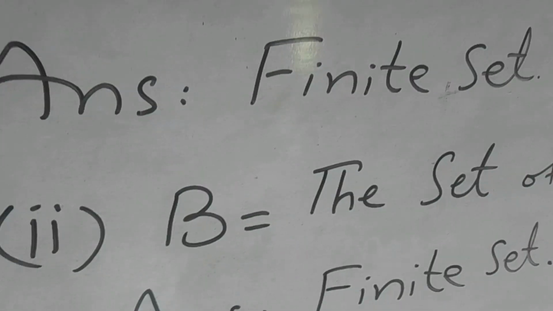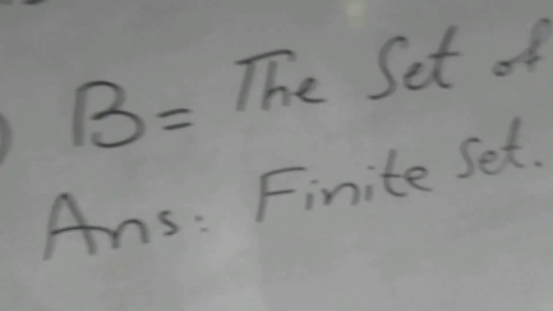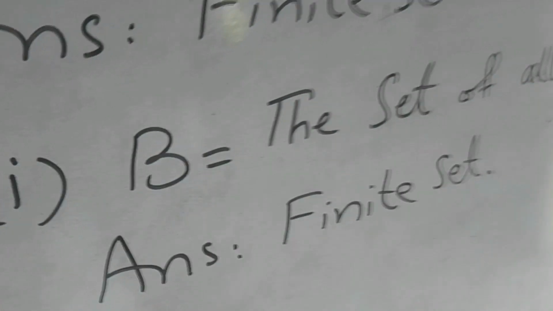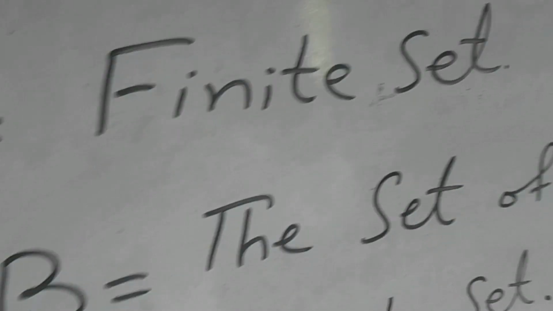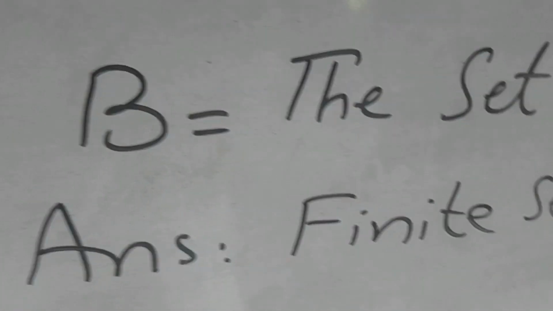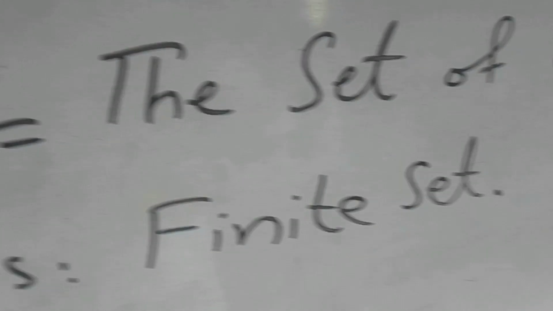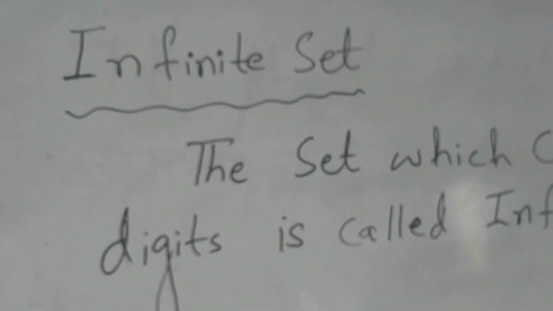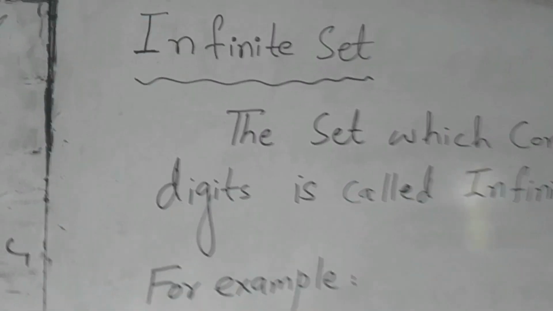Number 2, B is equal to the set of all countries of the world. If we want to make a name list of countries of the world, we can do so because these are countable. So this is also a finite set. That is all. So the boys, we are now going to know about infinite set.